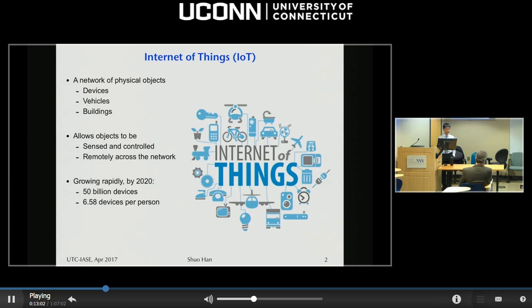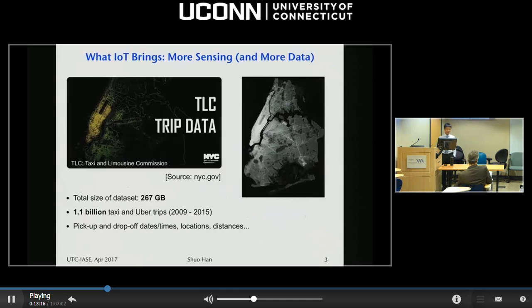This is some prediction from a few years ago. It says by 2020, there are going to be about 50 billion devices on this planet, almost 7 devices per person. My background is mostly control and optimization. So from my perspective, one of the questions I try to ask is what opportunities the Internet of Things can bring to control and optimization.